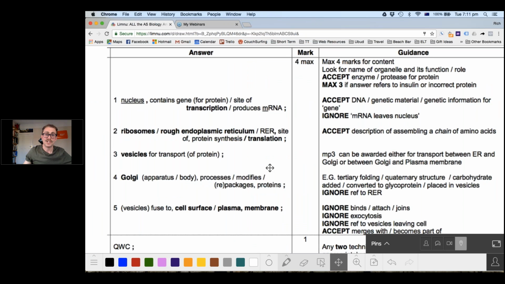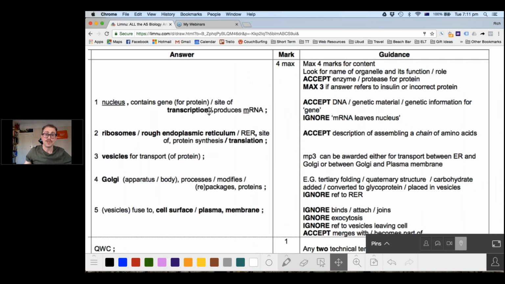Okay, nucleus contains genes, site of transcription produces messenger RNA. Nucleus is underlined, it must be in there because it's looking for the organelle. Ribosome or rough endoplasmic reticulum. RER is the site of protein synthesis or translation. Vesicles for transport. Golgi apparatus modifies or repackages the protein. Vesicles fuse with the cell surface membrane. It says ignore exocytosis. Bad, Richard.